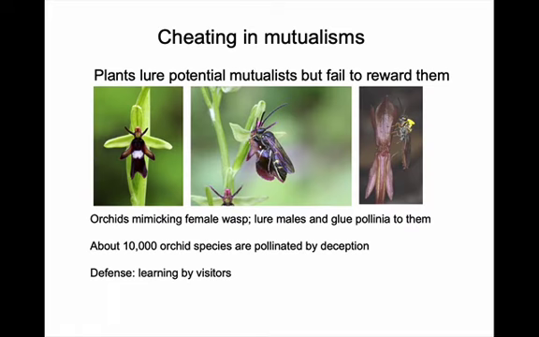Now, we've been talking about animals cheating plants, but plants can cheat animals too. So here is an example in which plants are luring animal visitors, but they're not providing a reward. They're just cheating them by getting a service without providing a corresponding reward. This here on the left is not a wasp. It is a flower, and it looks like a wasp. And here is a male wasp attempting to mate with this flower.